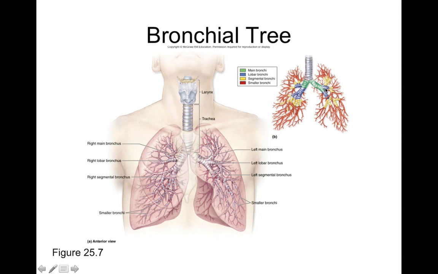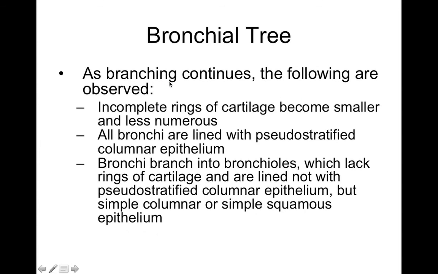So why is it that we only find 2 lobar bronchi on the left side? You got it. There's only 2 lobes on the left lung. And we find 3 lobar bronchi on the right because there's 3 lobes on the right lung. Good. Now, as this branching continues, you guys, what we find is that those tracheal cartilages start to disappear, and the cartilage becomes smaller and less numerous.